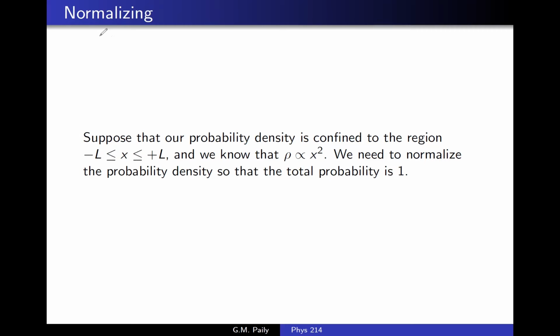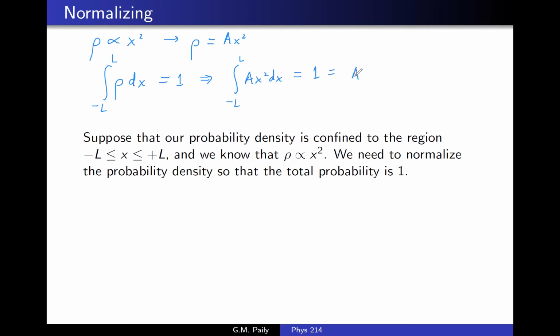Well, let's try it out. So we know that rho is proportional to x squared. So we'll change that into an equality by introducing a constant. So we say rho is equal to a x squared, where a is just some constant. And then we have the condition that the integral of rho dx should be equal to 1. And this is the integral over the region minus L to L. So then that becomes the integral of a x squared dx from minus L to L is equal to 1.